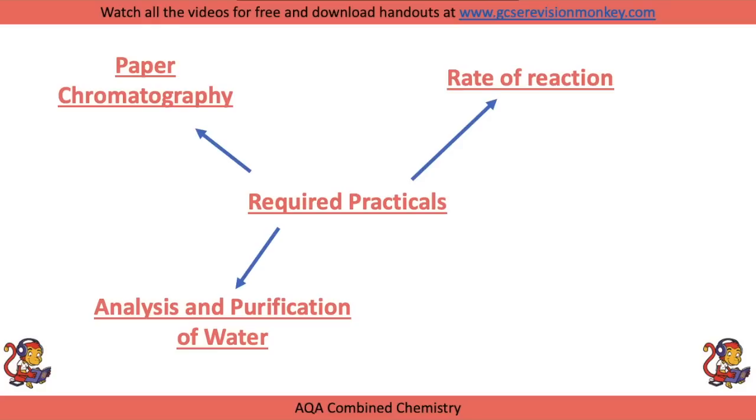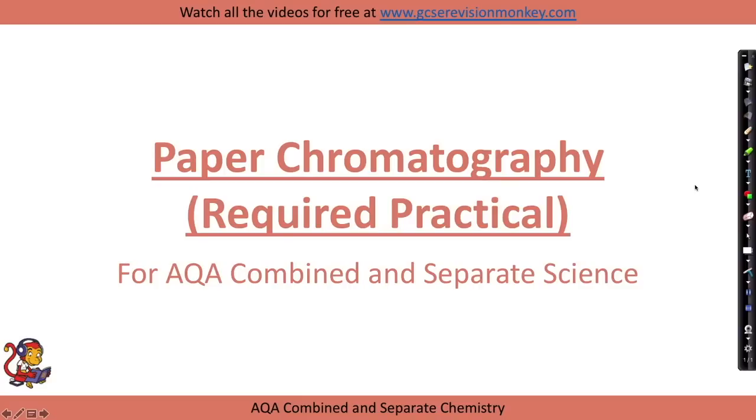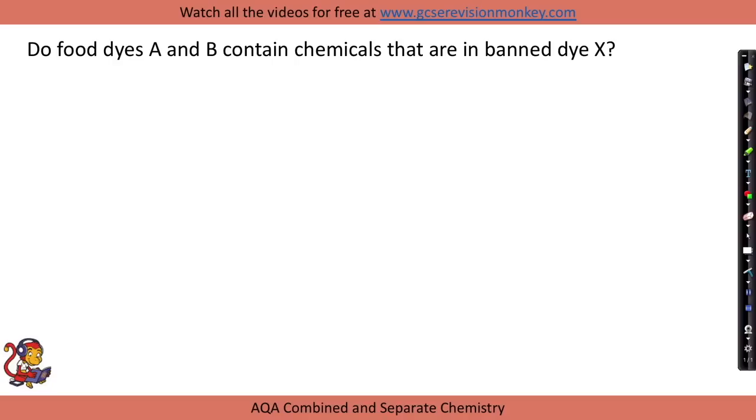The required practicals that you need to be aware of are rate of reaction, analysis and purification of water, and paper chromatography. Paper chromatography required practical: we use paper chromatography to separate coloured substances. In this practical, you may be asked a question similar to the one above that says, do food dyes A and B contain chemicals that are in dye X? In this practical, we're going to separate 3 dyes, A, B, and another one called X, and we're going to compare the patterns at the end of the practical.